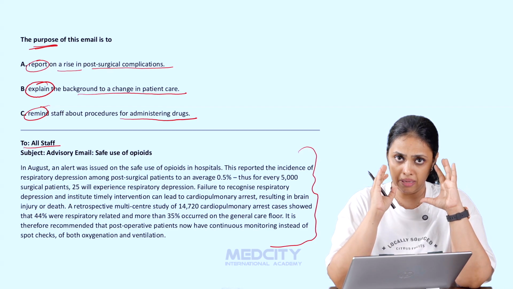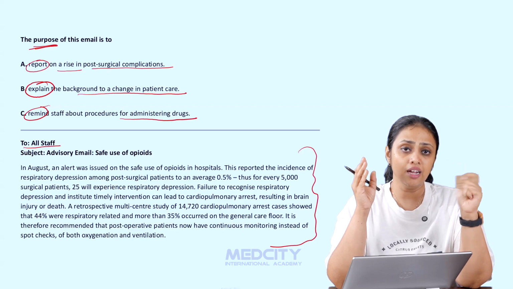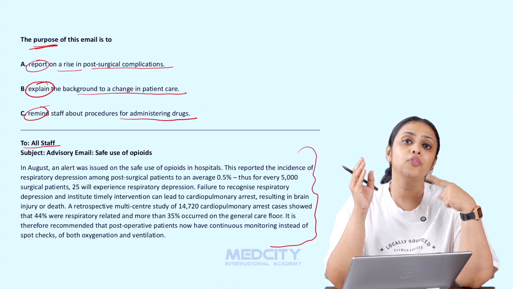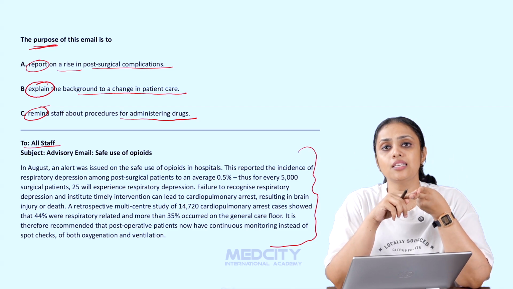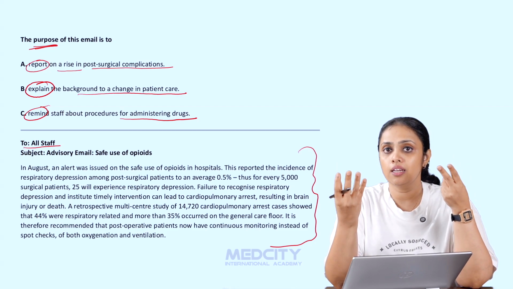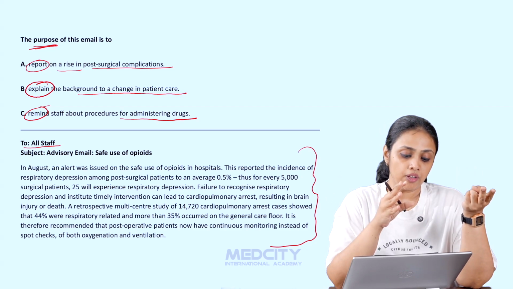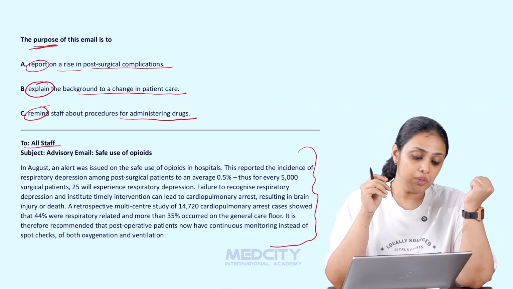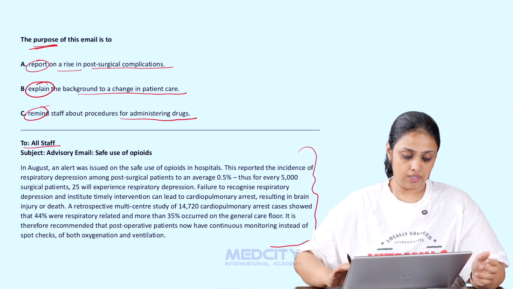So let's keep in mind, what we need to find out is the purpose of the email. The 3 options given here are, one says that it's to report about the rise in post-surgery complications. The other says that it's to explain to the readers why there is a change in the patient care, and the third one says that it is to remind them about the procedure for administering drugs.